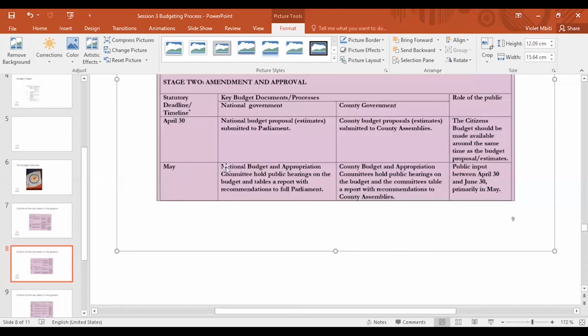So in May, the National Budget and Appropriation Committee hold public hearings on the budget and tables a report with recommendations to full Parliament. And then the County Budget and Appropriation Committee at the county level hold public hearings on the budget, and the committee tables a report with recommendations to county assembly. So public input is required between April 30th and June 30th, primarily in May.